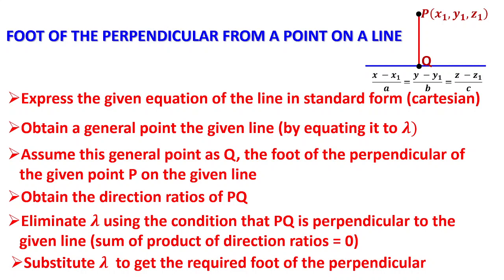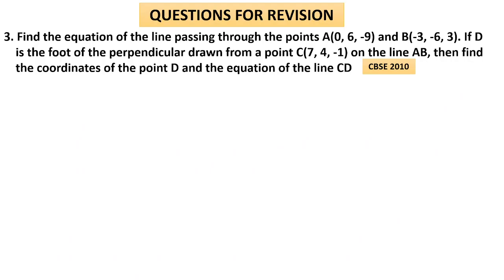Step number 1, express the given equation in standard form, get a general point, assume this general point as the foot of the perpendicular, then obtain the direction ratios of that perpendicular, that is PQ. Then eliminate lambda using the condition that this PQ is perpendicular to the given line. That is, you have the direction ratios of both the PQ and the given line, so make use of the condition for perpendicularity and eliminate lambda. Let us go to the question now. Find the equation of the line passing through the point.